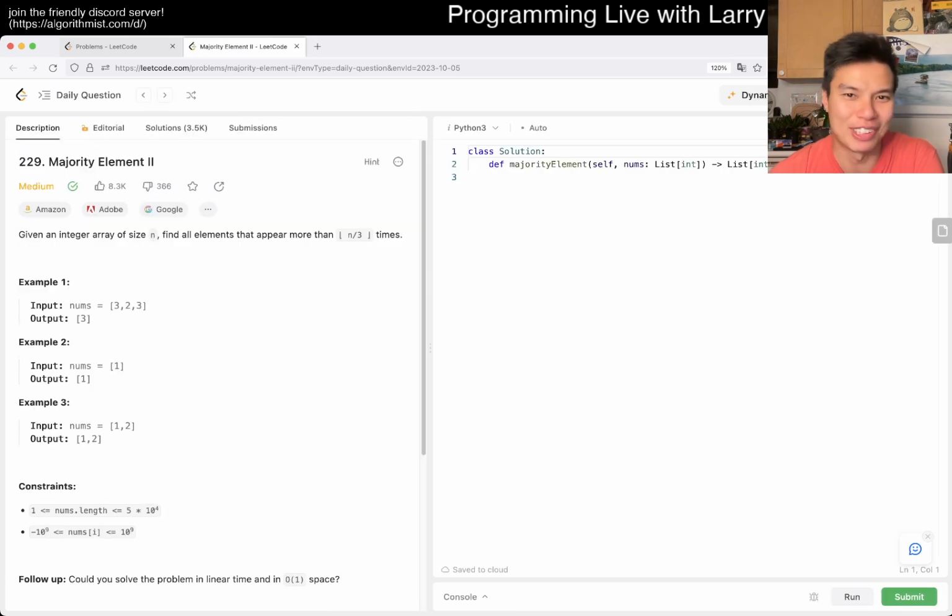Why is my computer so slow? I don't know. So slow for Leetcode? What is going on? Alright, today's problem is... am I lagging? Yeah, it seems okay.